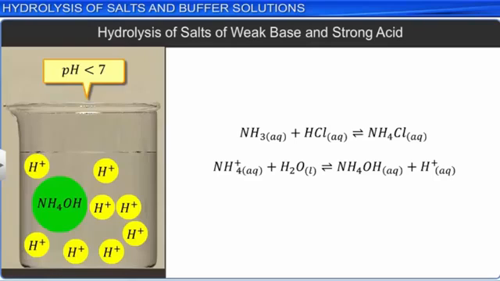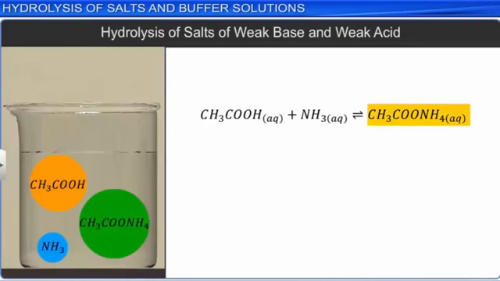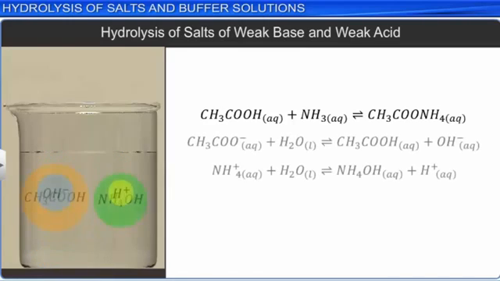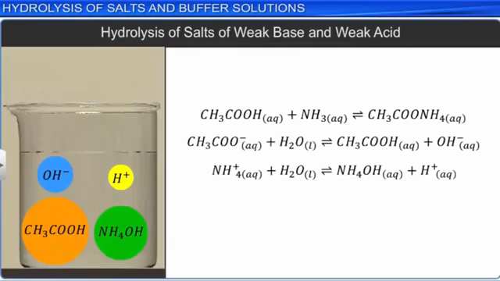Ammonium acetate is a salt of a weak acid, acetic acid, and a weak base, ammonia. As both the acid and the base are weak, their conjugates CH3COO- and NH4 plus ions are strong. Hence, both of them undergo hydrolysis in aqueous solution. As H plus and OH minus are produced, the solution is almost neutral. That is, the pH of the solution is nearly 7.